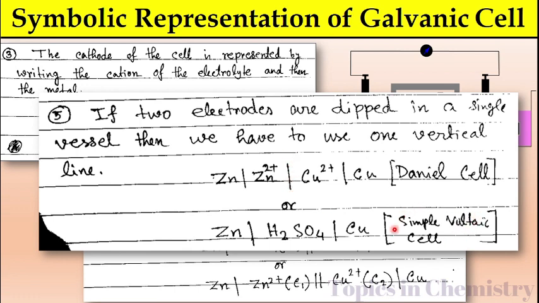One example is the simple voltaic cell. In a simple voltaic cell, you have used a zinc electrode and a copper electrode, and you have used this electrolyte. That's why zinc, vertical line, H2SO4 is the electrolyte, then again a vertical line, then copper. So this is rule number 5. Okay, so these are the symbolic representations of the galvanic cell.